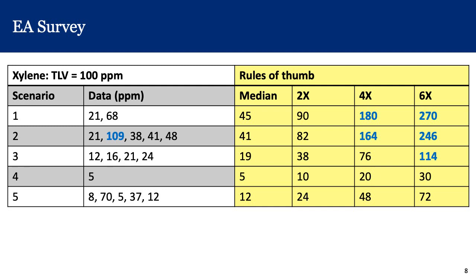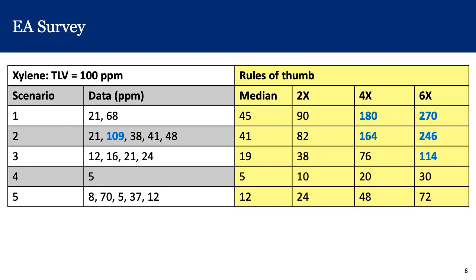In the second scenario, we have 5 data points, and one of them, 109, exceeds the exposure limit. And so we can automatically conclude that this is an unacceptable scenario, and the 95th percentile is most likely going to be above the exposure limit.